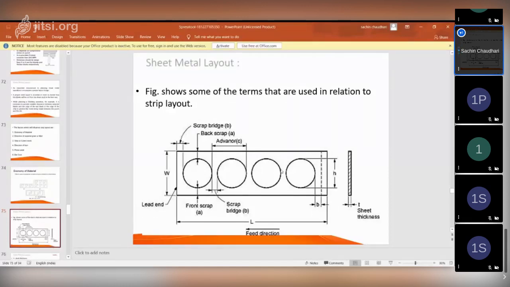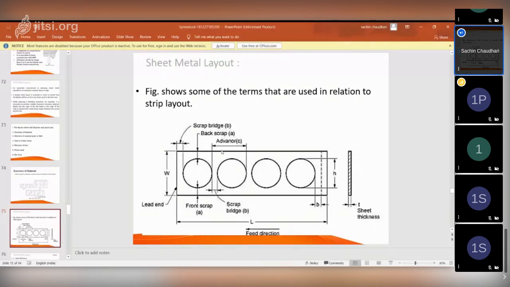So this is an advance. This is also called a feed. Okay, so this is the feed. So how much of this feed is required, you can calculate. Okay, so this is important.